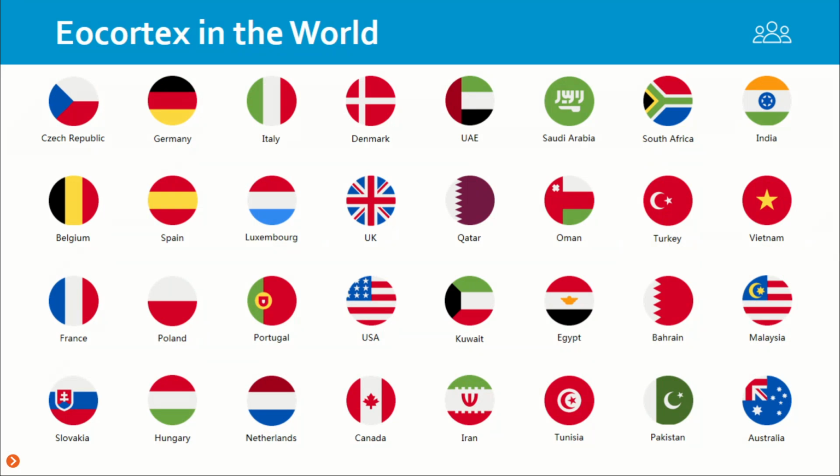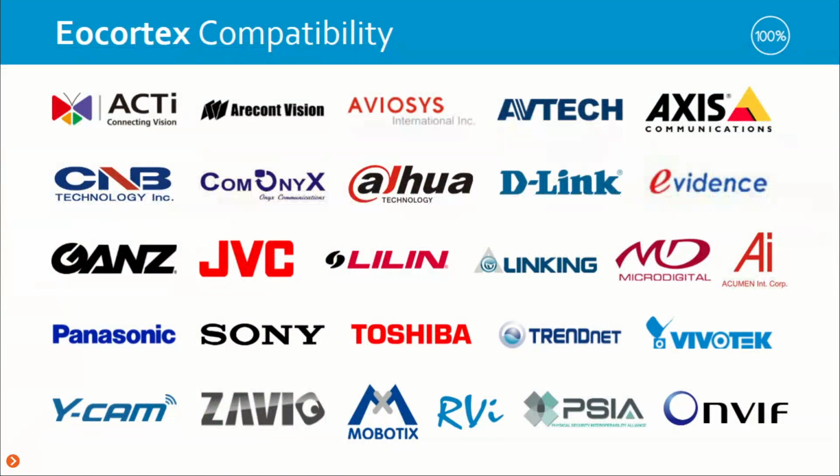These are the countries that we already have presence in: Czech Republic, Germany, Italy, Denmark, UAE, Qatar, USA, Portugal, Kuwait, Egypt, Oman, Turkey, Pakistan, Australia. Just naming a few. Then these are the brands which we have integrated into Eocortex. These are prominent brands which are very well known in our industry.